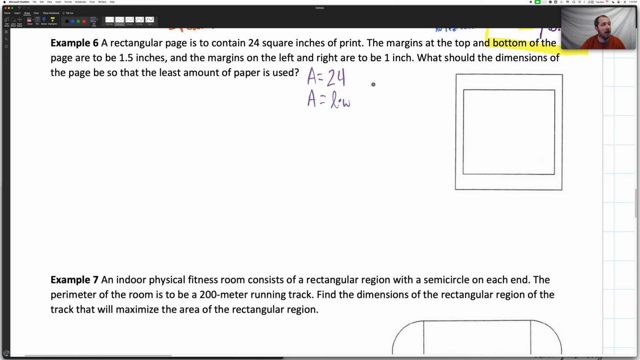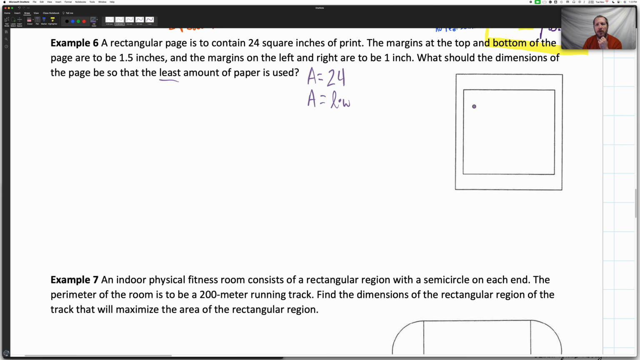Margins at the top and the bottom of the page are to be 1.5 inches. And the margins on the left and the right are to be 1 inch. What should the dimensions of the page be so that the least amount of paper is used? Okay. So read the problem, understand what they're asking.